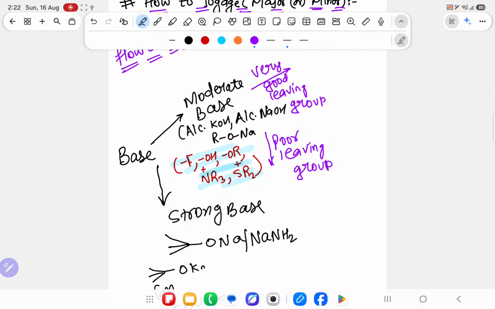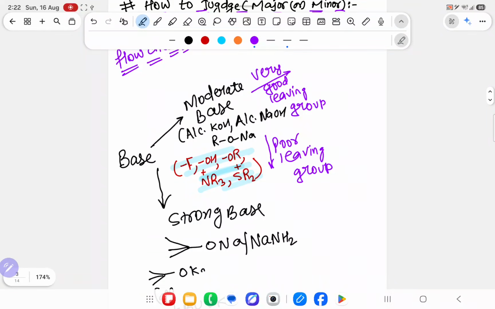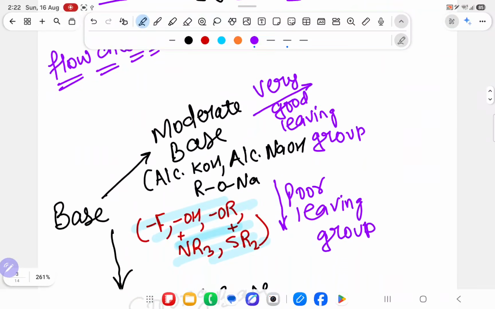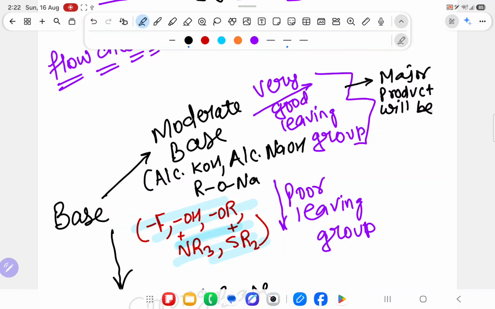Now if a moderate base is given, not a bulky base, there are two situations: either a very good leaving group, or a poor leaving group. We don't know the very good leaving groups, but the poor ones we know. If it is not a poor leaving group, then it is a very good leaving group. In that situation the major product will be the major alkene, which has the more number of alpha hydrogens. That will be the major product.